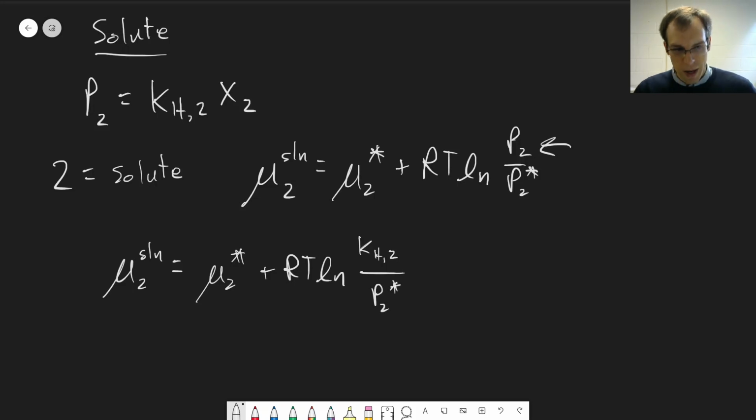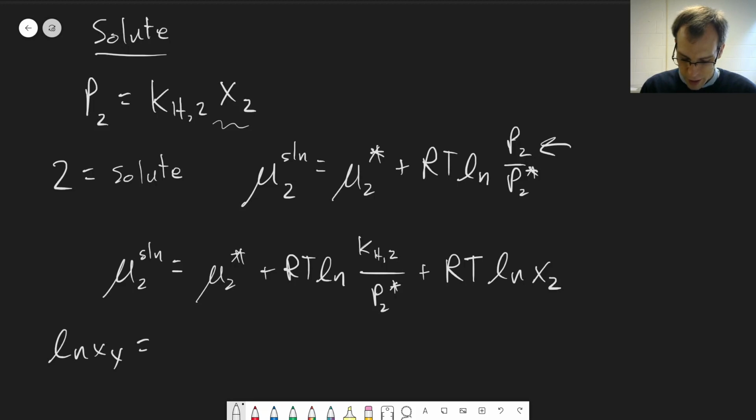and I'm going to separate out the second term. We have this x2 term, so we're going to separate out RT log x2. We can separate out the logarithms: if we have natural log of x times y, we can write that as natural log of x plus natural log of y. That's how we separated out these two terms.